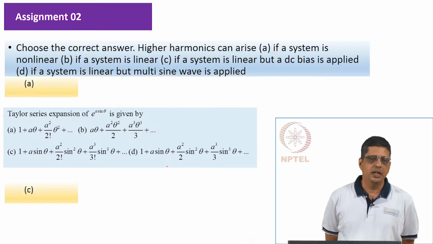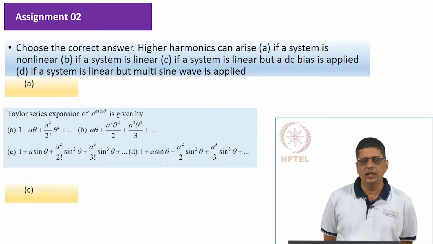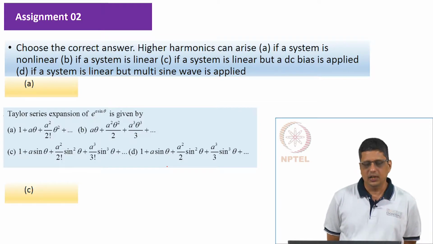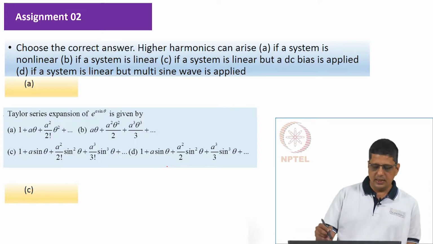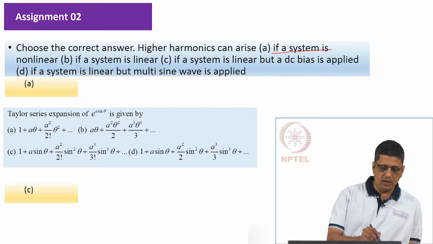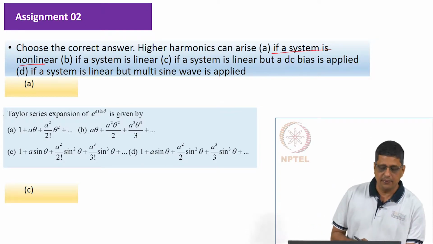If you apply a DC bias, you will not get higher harmonics. Only if the system is non-linear, you can expect higher harmonics. Okay. So, the answer is choice A. If the system is non-linear, you can get higher harmonics.